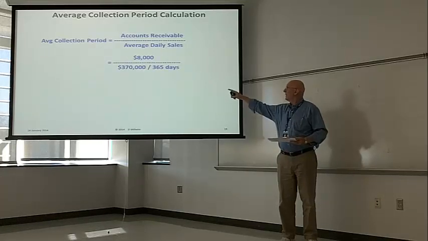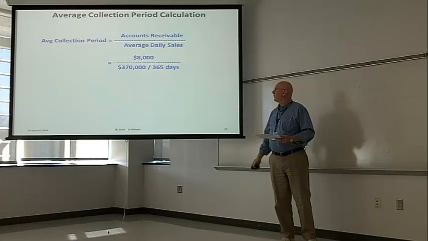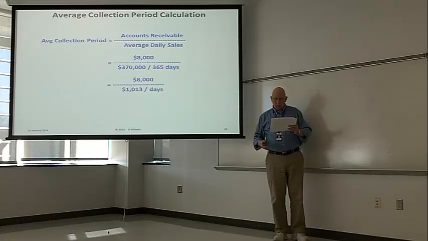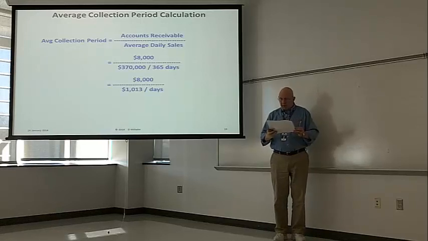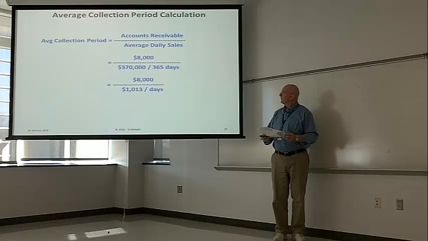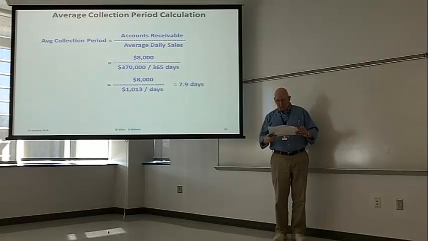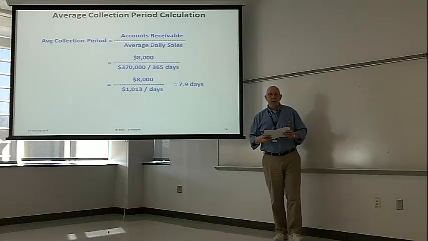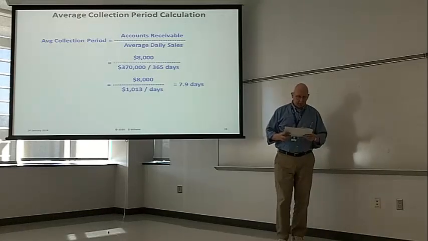370,000, that's the sales, but we need to spread it out over 365 days, which gives us a little over $1,000 of sales per day, or 7.9 days is how long the average account receivable has been sitting there.